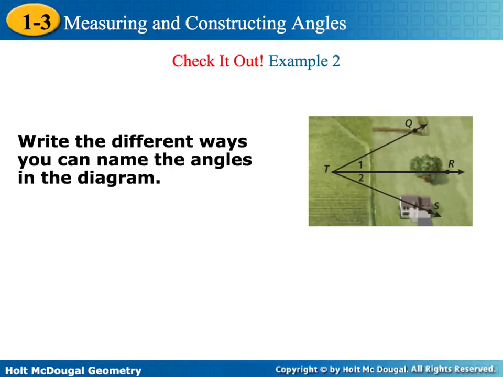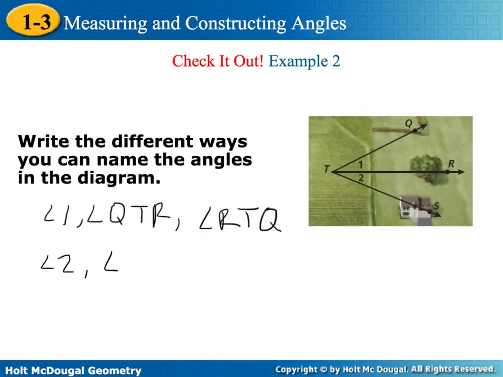So I can call this angle 1 or angle QTR or angle RTQ. Those three right here name just this angle, all three of those. Angle 1 because of the numbers given, angle QTR or RTQ. So likewise with angle 2, I can call it angle 2, angle RTS, angle STR, and any three of those would be correct.